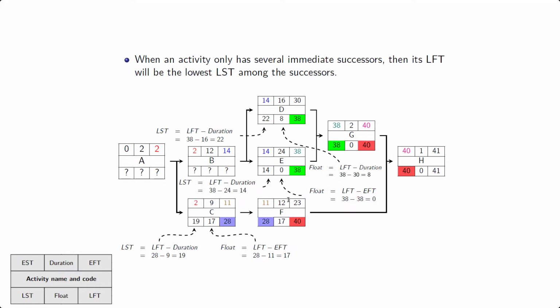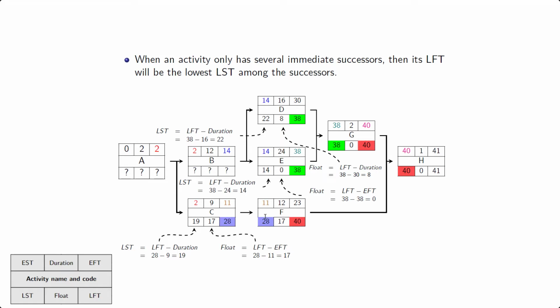Let's move on here to look at D, E, and C. Again, D and E have only one immediate successor, G, so we copy paste the bottom left corner, 38, to become the bottom right corner here of D and E. And the float for D is just 38 minus 30, and the latest starting time, 22, 38 minus 16. Same story here for activity E, and same story for C, except here the immediate successor is F. So we take this 28 and put it over. 28 minus 11, that's 17, and 28 minus 9, well, that's 19.